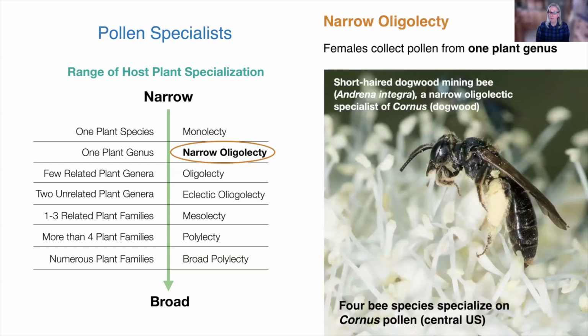And now we're getting even more narrow. So the narrow oligolectic bees are females that collect pollen from one plant genus. And here's an example on the slide, the short-haired dogwood mining bee. And she is a narrow oligolectic specialist of cornus, the woody plants in the dogwood genus. And in the central US, we have 4 species. This is one of the 4 that specialize on just collecting cornus pollen.